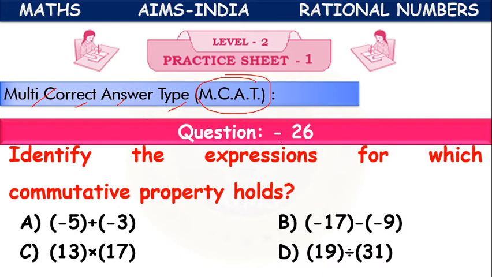In that, question number 26. Identify the expressions for which commutative property holds. As we have learnt already during the properties, commutative property is applicable only for addition and multiplication, not for subtraction, not for division. So we can directly tell the answer: A and C.